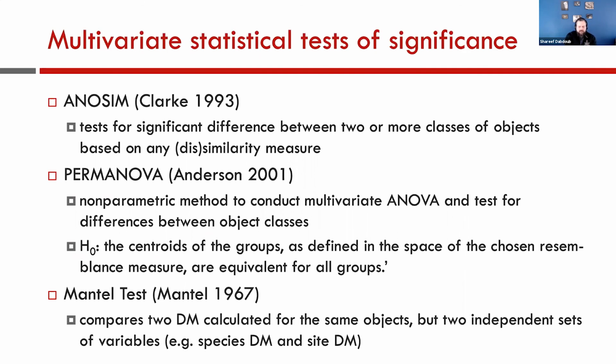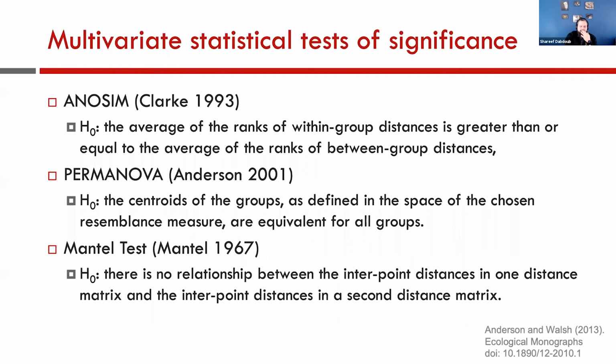The Mantel test compares two distance matrices or two dissimilarity measures calculated for the same objects, but for two independent sets of variables. So a species distance matrix versus a site distance matrix. So that tends to be more used in ecological analyses where you're collecting samples from different sites.